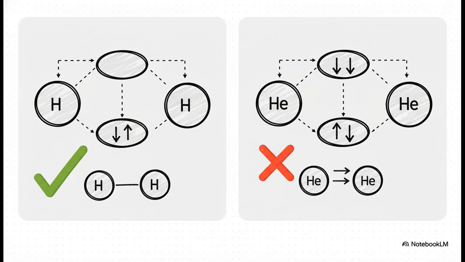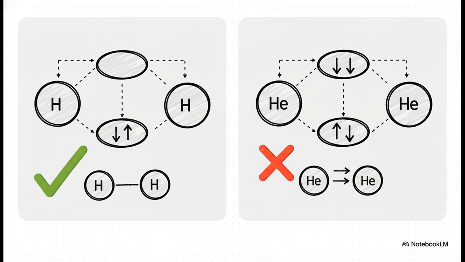Let's try a quick warm-up. Take H2, a hydrogen molecule. It has 2 valence electrons total. So they both go into that low-energy bonding orbital. The bond order is (2 minus 0) divided by 2, which equals 1. A stable single bond, exactly what we expect.